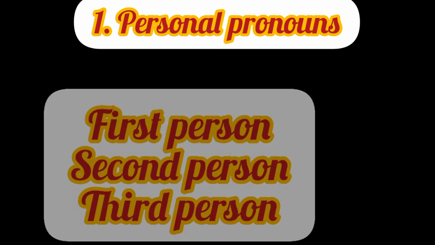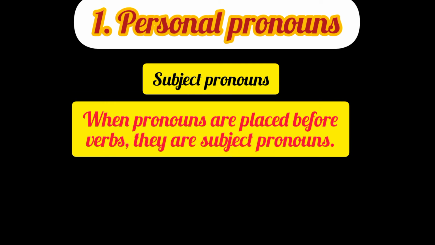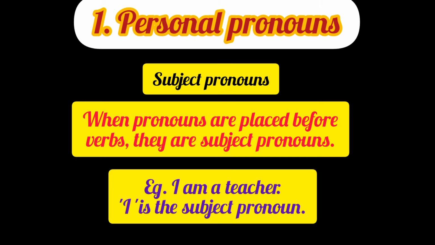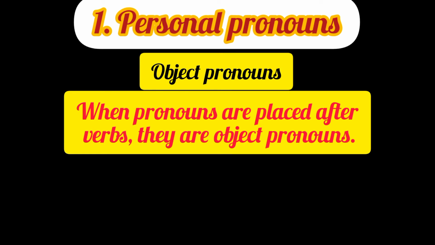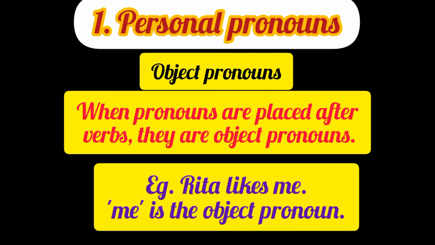When pronouns are placed before verbs, they are subject pronouns. For example, I am a teacher. Here, I is the subject and am is the verb. So here the subject pronoun is I. When pronouns are placed after verbs, they are called object pronouns. Example, Rita likes me. Here, the verb is likes and the object is me. Me is the object pronoun.